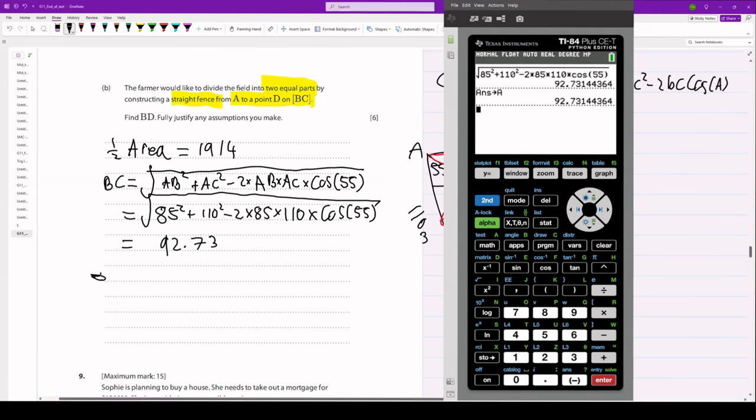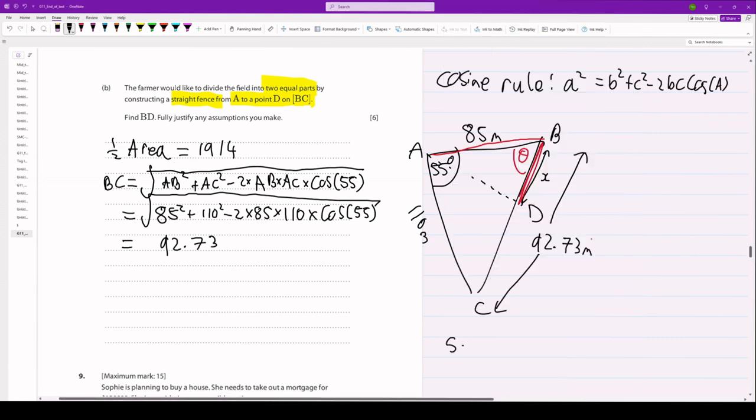Okay. Now, sine rule. Let's just recap. I've got this bit, B to D. I know that this length, because of what I've just worked out, is 92.73 meters. I can now use the sine rule. Let's put that down there. I really need to learn to remember to put that calculator away. There we go. So we've got this length here, B to C, 92.73.